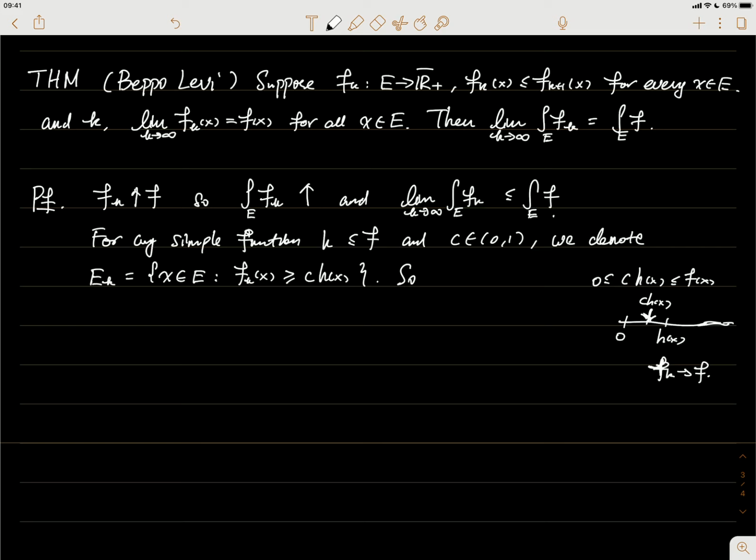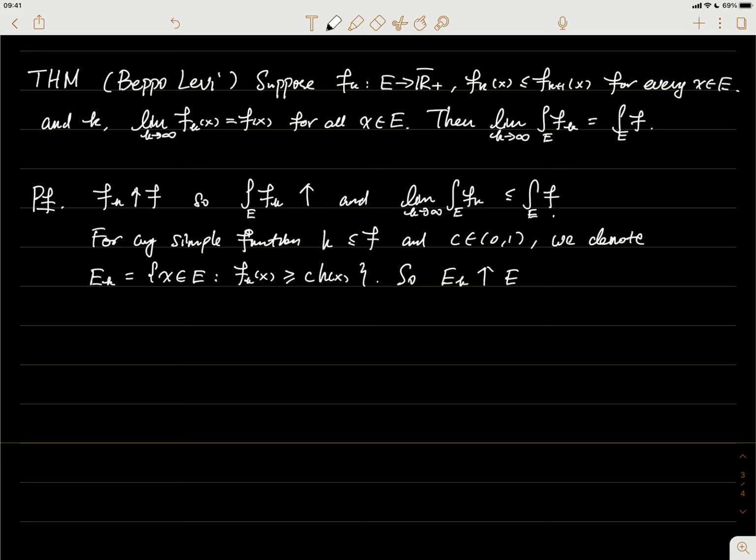Let me rewrite it here. We know that this E_k is non-decreasing because the sequence f_k is non-decreasing. So you potentially get more points as k gets larger: more points where f_k is bigger than or equal to c times h(x), and also this will eventually go to the set E.